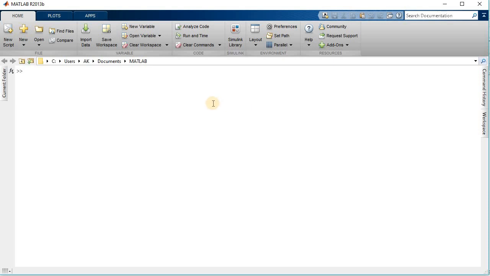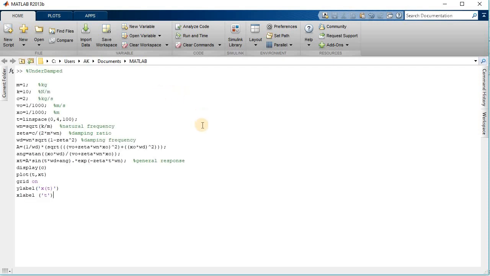Damping is basically the resistance to the periodicity of a wave. I have written down the code already, which I'm going to show you. This code is for the underdamped system. I will be discussing the different variables and different formulas which have been used in the code.